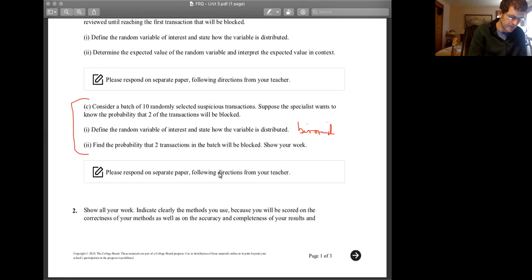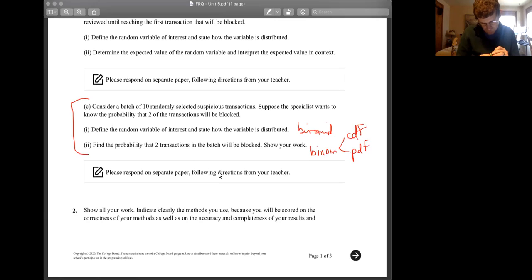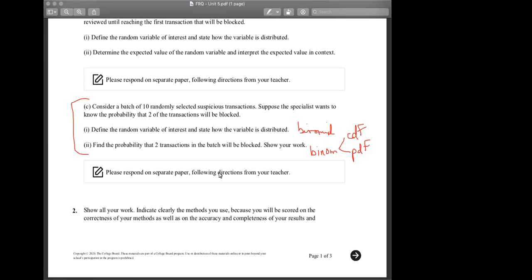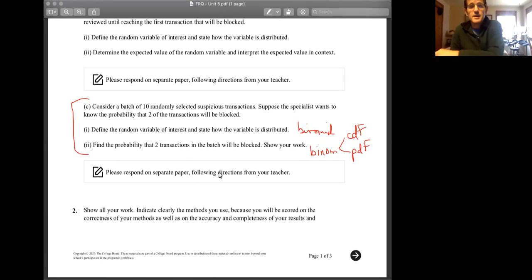Now, the only other question I'm going to ask is you would calculate this on your calculator. You wouldn't do this by hand. All right. And would you use binomial CDF or PDF for this problem? PDF. That would indeed be PDF.